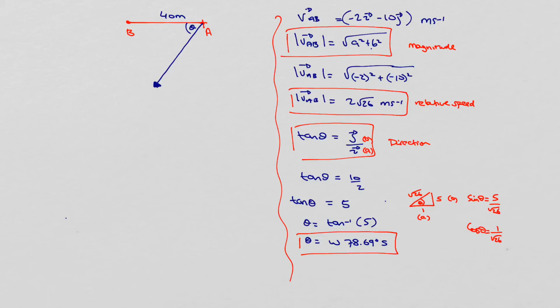All right, so back to our diagram then. B is 40 meters from A. The velocity of A relative to B is going in a southwesterly direction at an angle of theta, and therefore the shortest distance is going to be that perpendicular distance from B to the relative path.